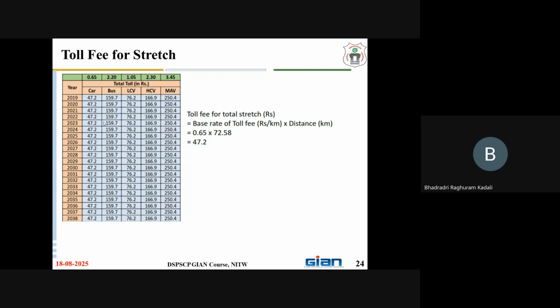If you see, it is not varying with increasing volumes or increasing years. The toll fees are derived from the standard values, but they may vary, as some kind of growth rate may be applied to the projected values of the base rate of toll fees generally.